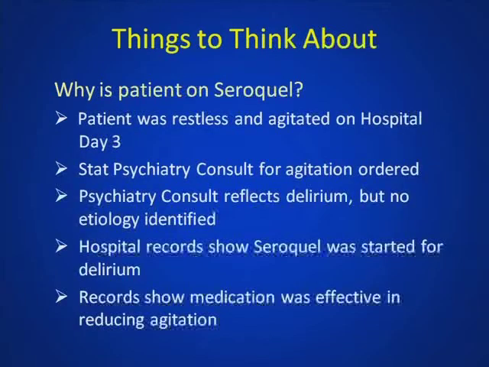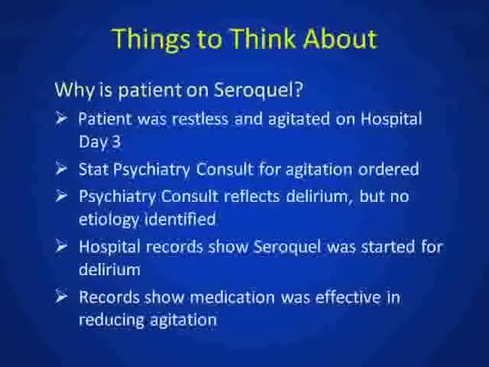Upon review of her records, we see that she was restless and agitated on hospital day 3. A stat psychiatric consult for agitation was ordered. The psychiatrist reported the patient as having a delirium, but there was no etiology of her delirium identified in the consult. Seroquel was started for her delirium, and the hospital notes show that the Seroquel was effective in reducing the agitation associated with delirium. Personally, I always pull the patient's MAR to review medications.